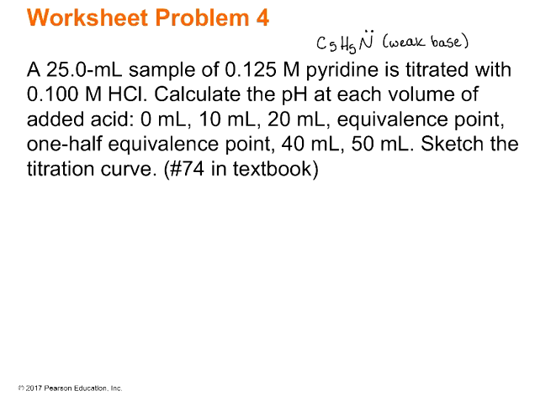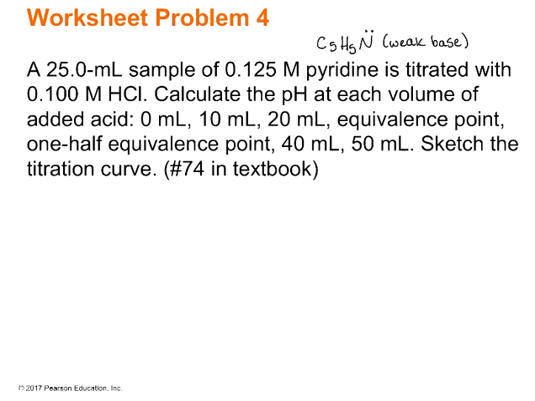All right, so we want to calculate the pH at each volume of added acid. We'll calculate the initial pH, and then we'll calculate the pH after we add 10 milliliters of HCl, then 20 milliliters. Then we're going to try to figure out what is the equivalence point and what is the 1/2 equivalence point. And then we'll calculate the pH at 40 milliliters and 50 milliliters. And then we'll sketch the titration curve.